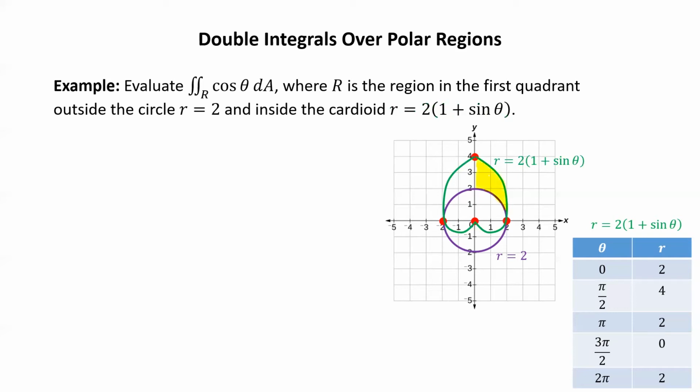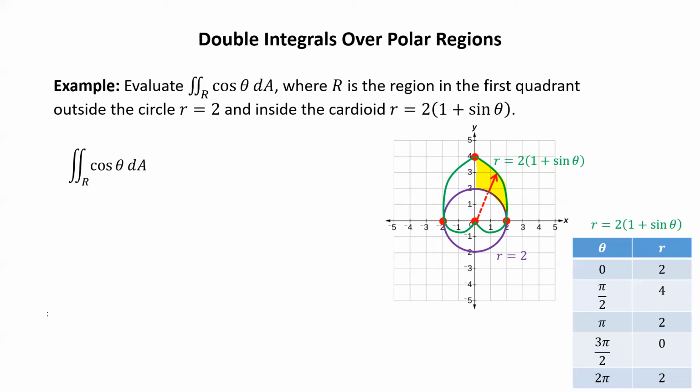So the region that we're looking at is this shaded yellow region here. Notice it's only in the first quadrant. It's outside the circle and inside the cardioid. So now we want to evaluate the integral. First, remember, when we're setting up our limits, that theta is going to be going between 0 and pi over 2, because we're just in the first quadrant there.